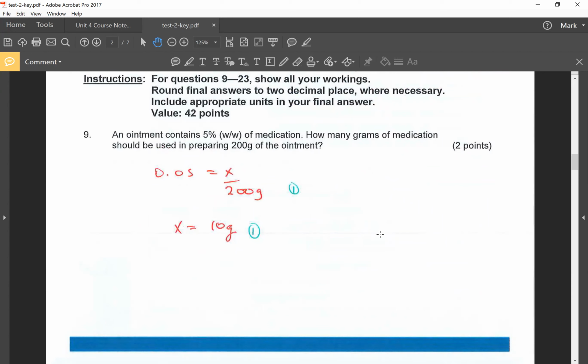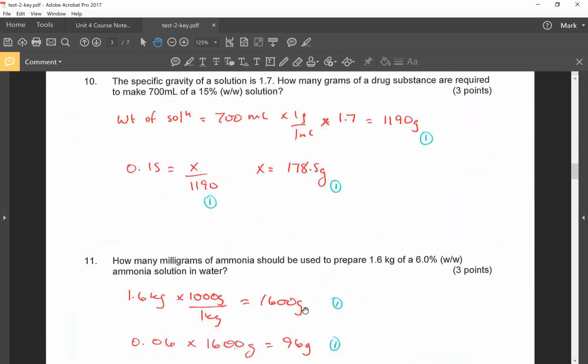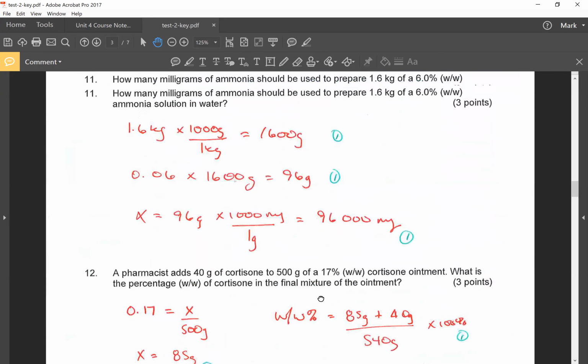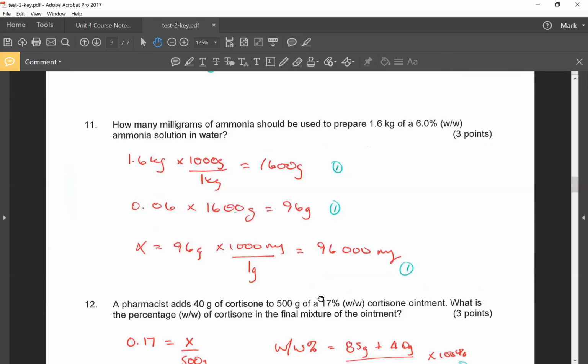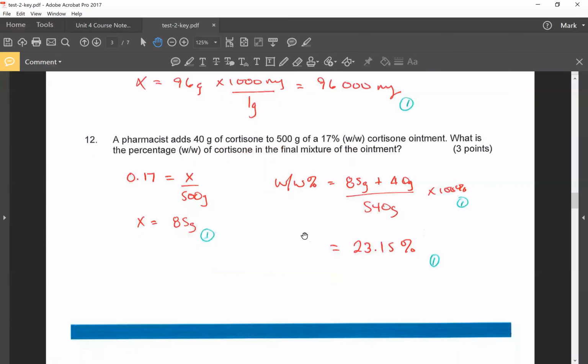I think out of 15 students, I'm pretty sure everybody got number 9 correct. 10 and 11, the same kind of thing. A few people with 11 didn't change it into milligrams. They had it left as grams or milliliters. But number 12 was surprisingly not done well by a lot of people. And there's actually a few ways to do number 12.